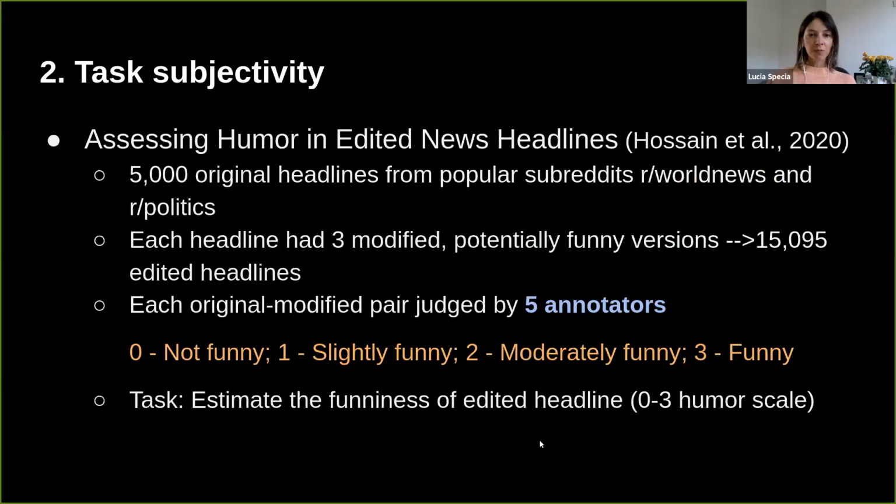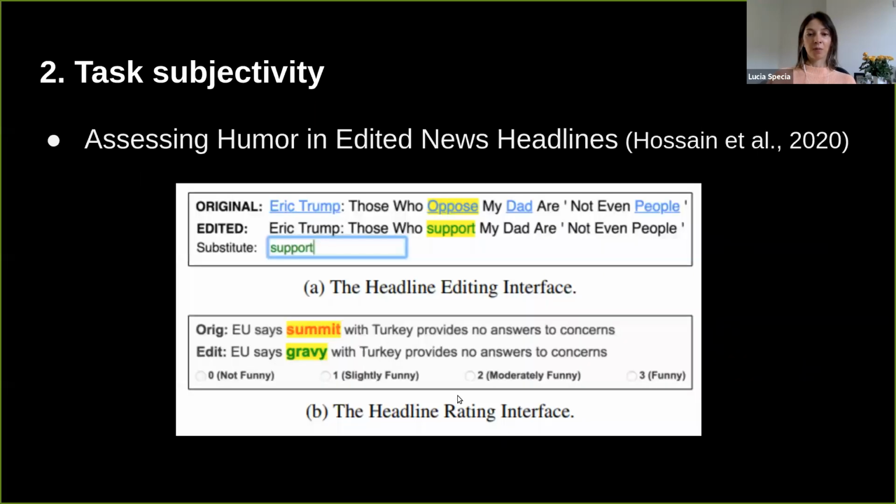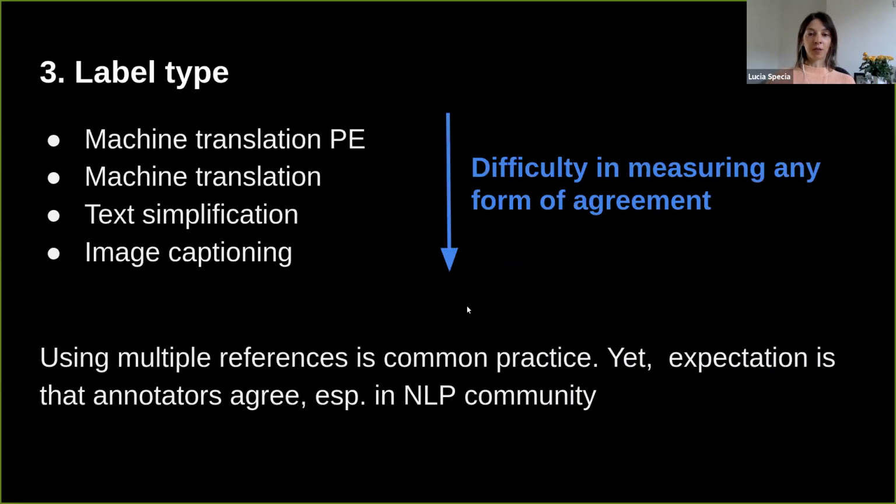Again, I'm going to skip this one, which is just another example of a subjective task, on deciding how funny some text is. And I'm going to move to the label type, which I think is also quite interesting. In principle, tasks can be complex or subjective, but a different angle on this problem is the actual type of label that you're annotating. And this is what I wanted to cover here.